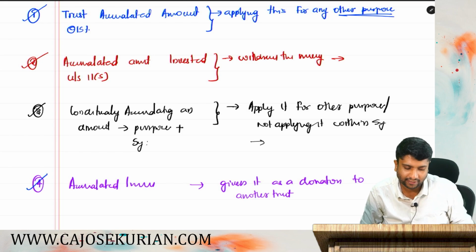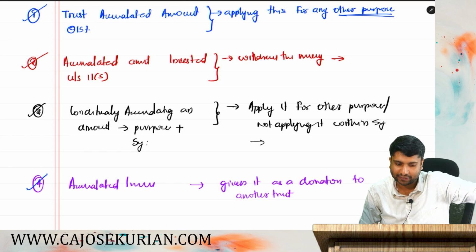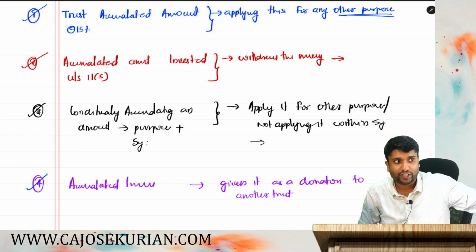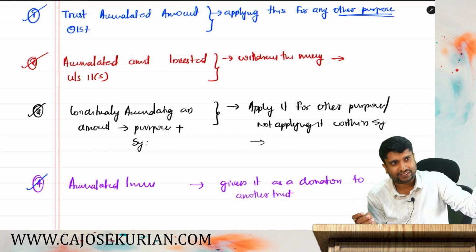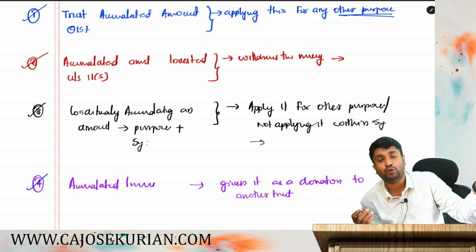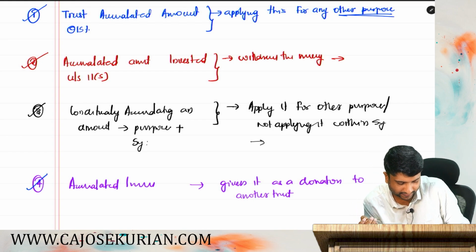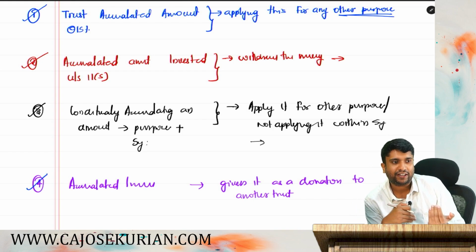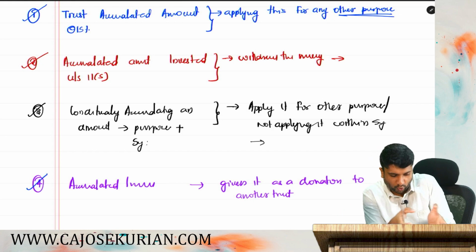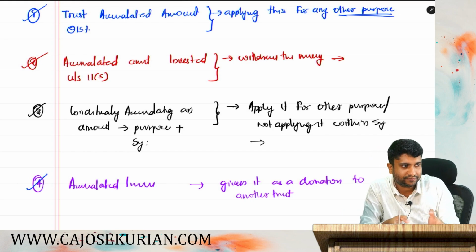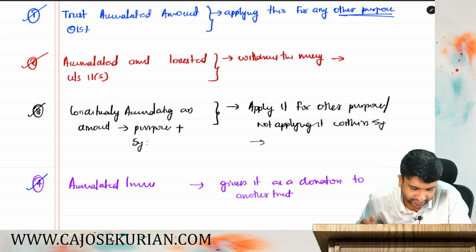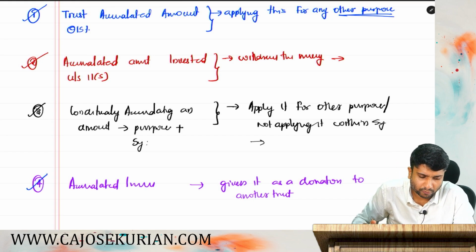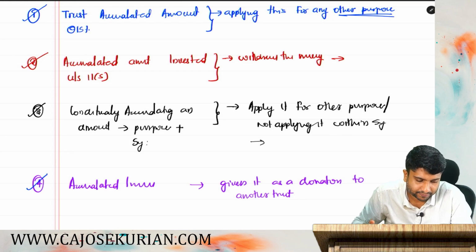Which are the 4 violations? Accumulated income applied for some other purpose. Accumulated income you withdrew from 11 subsection 5. Conditionally accumulated amount, change of purpose without approval, or you haven't applied it within 5 years. Then accumulated income given as donation to another trust. So all the 4 are related to accumulation only. These 4 are related to what? Accumulation only. Great. So moving on to the next concept, you should know what exactly, these are the main concepts.